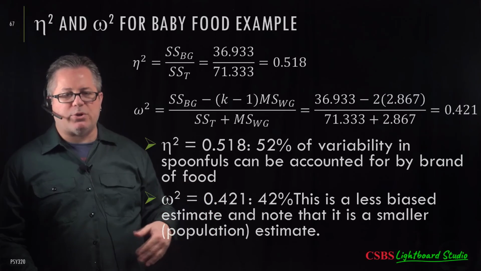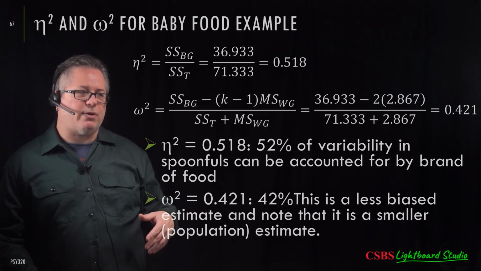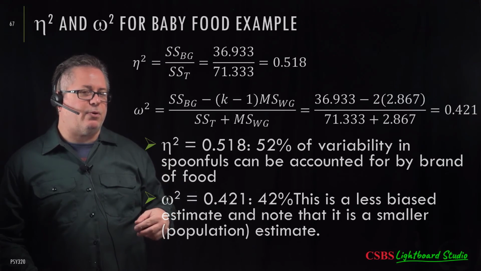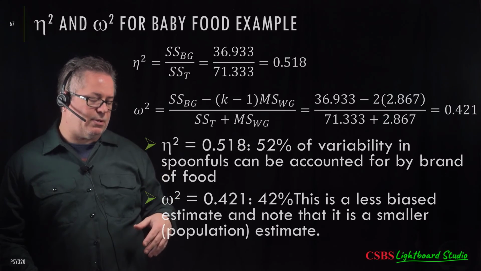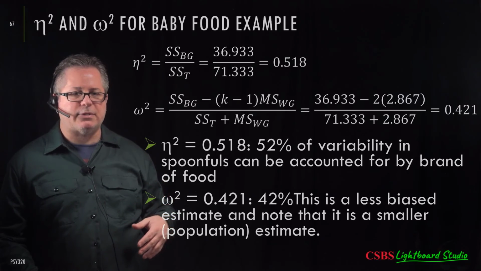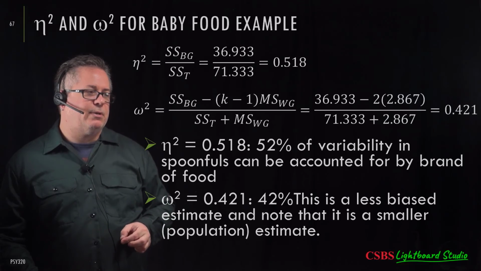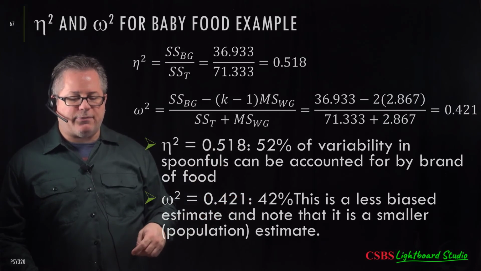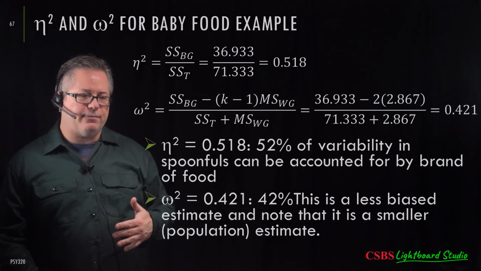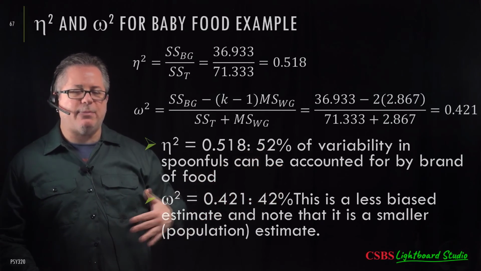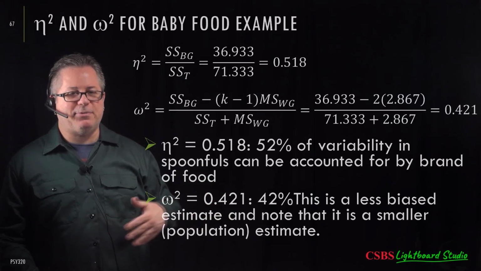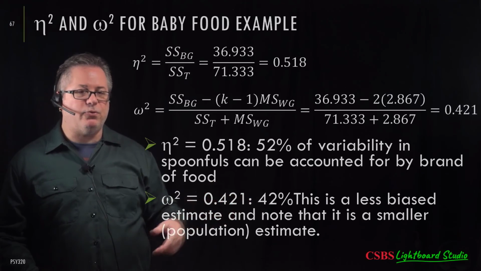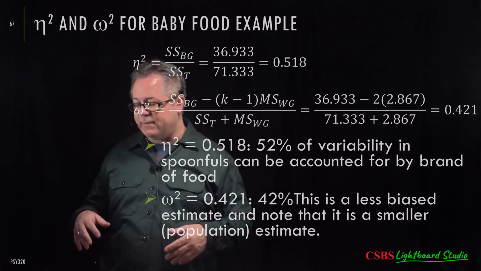Typically, omega squared is going to be a smaller estimate than eta squared, because eta squared is considered sort of overestimated. Oftentimes, it is. It tends to be on the high side when estimating the effect size. Okay, but still, it's a large amount. 42% of the variability, the differences between babies eating strained peas, 42% of that variability is due to the different brands that they were being fed.